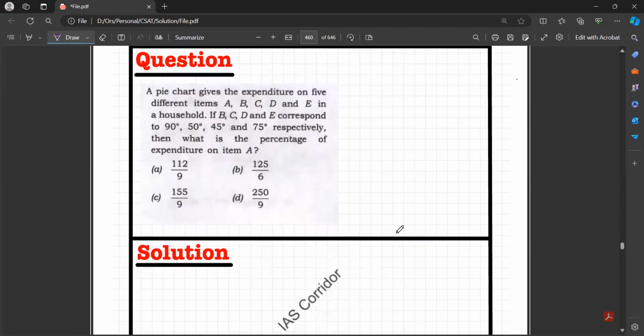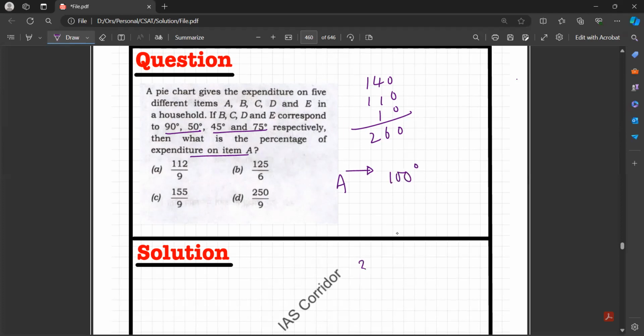Similarly, coming to the next question. A pie chart gives the expenditure on 5 different items A, B, C, D, E in a household. B, C, D, E correspond to these degrees. Now, what is the percentage expenditure on item A? First of all, add them. This will be 140 and this will be 150, 250. So the degrees of A will be: first of all, this will be 140. The next one is 110 plus 10. So this will be 260. A's degree will be 100 degrees.